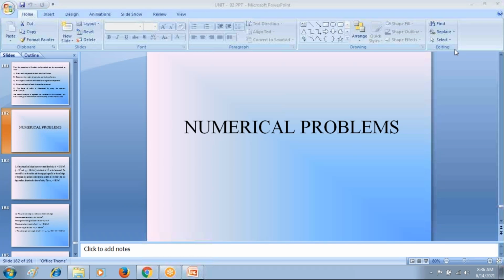Good morning, students. Last class, I completed the Swedish circle method of finite slope stability analysis. So with that, the theory in Unit 2 is completed. In today's class, I will discuss with you some numerical problems in Unit 2. After the completion of these numerical problems, I will also start Unit 3 in Foundation Engineering.